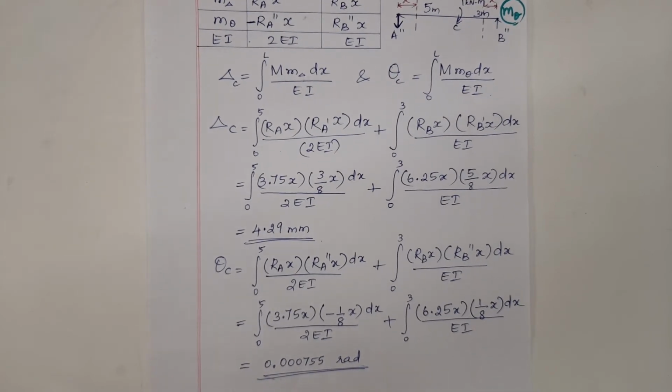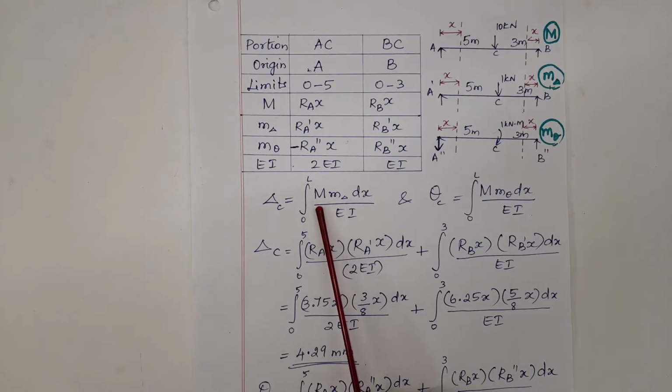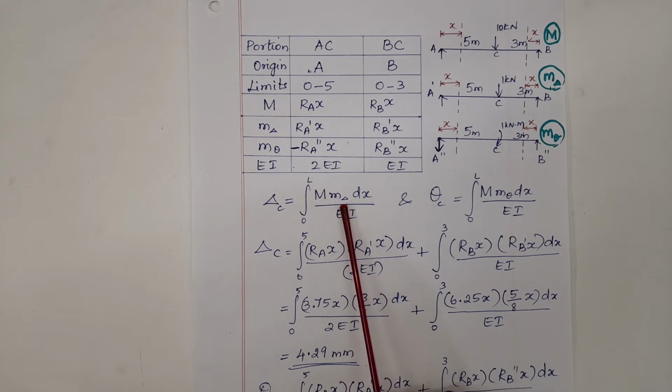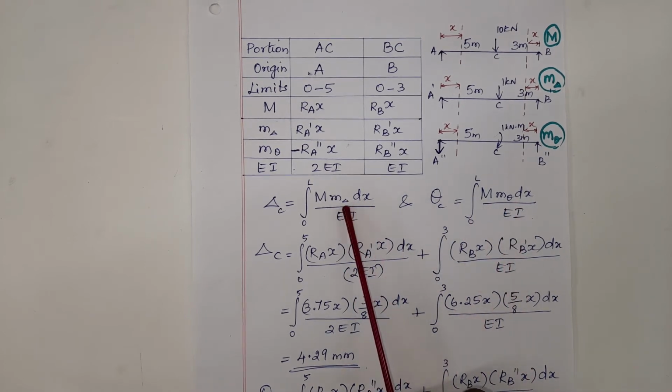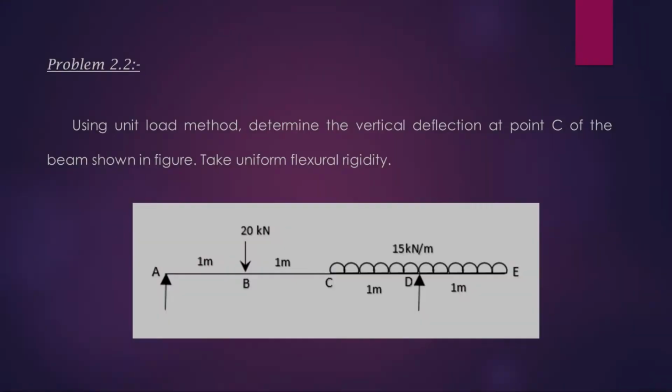This is an advantage of using the virtual work method or unit load method. This method is named the unit load method because we are assuming a unit load at the point where deflection or rotation has to be determined. One expression is written with the given load system and the other expression is written with a unit load at the point where deflection or rotation has to be determined, and the expressions are integrated to get the final result. Next problem.